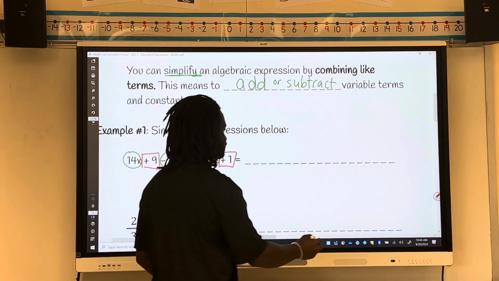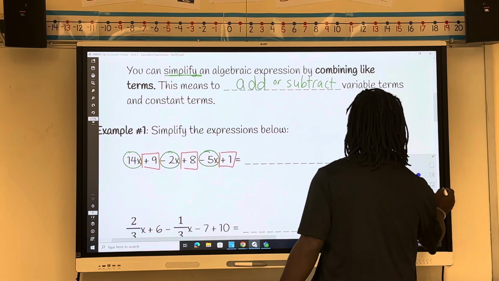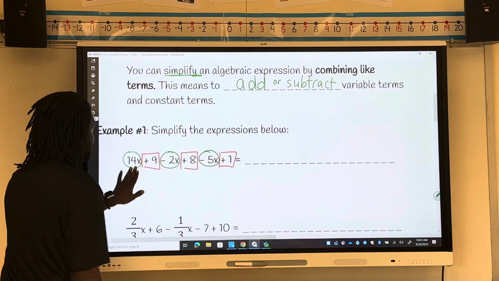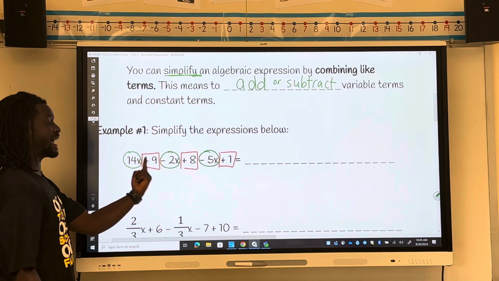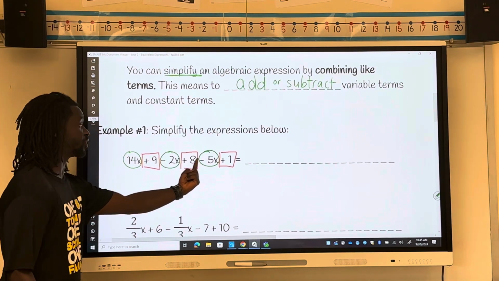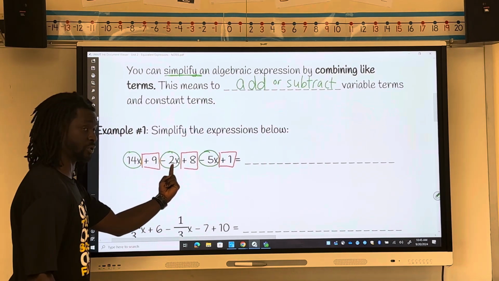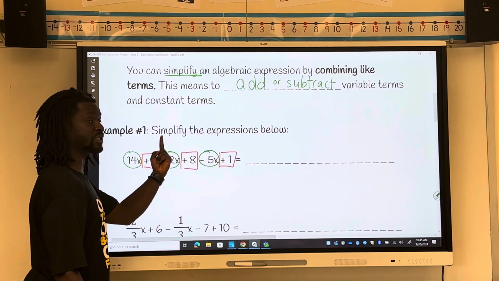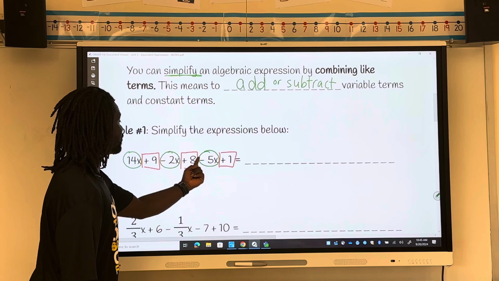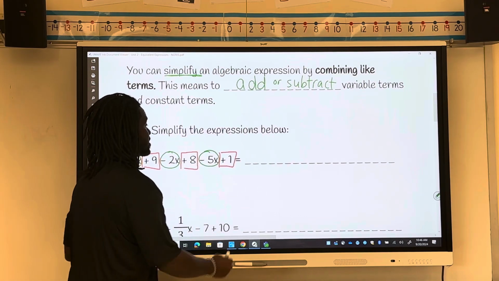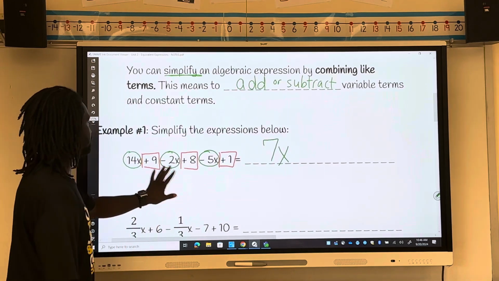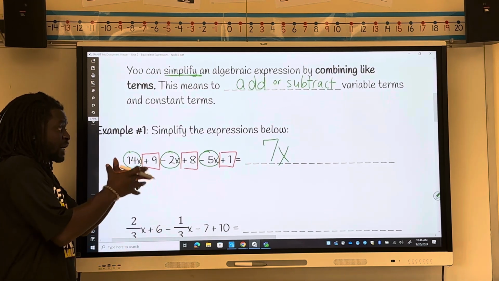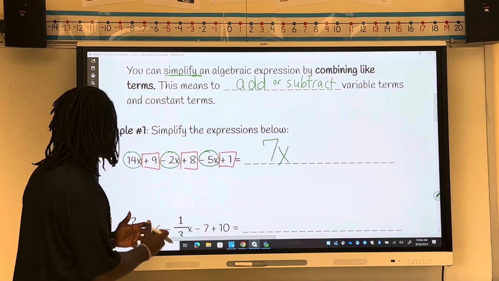Let's start with the circles. I have 14x. All I'm going to do is add or subtract the coefficients. So 14 minus 2 is 12, and then 12 minus 5 is 7. So we got 7x. That's when I combine all of my variable terms.